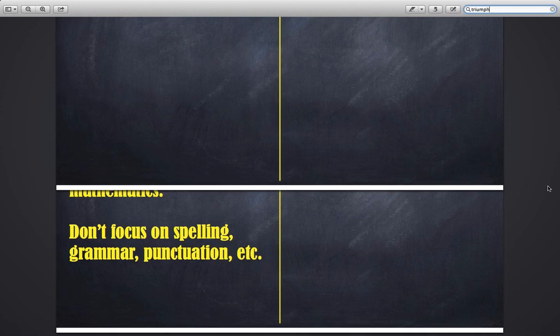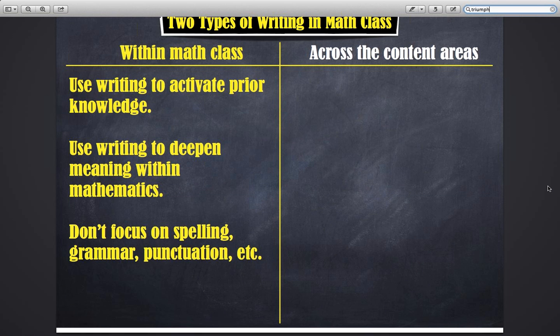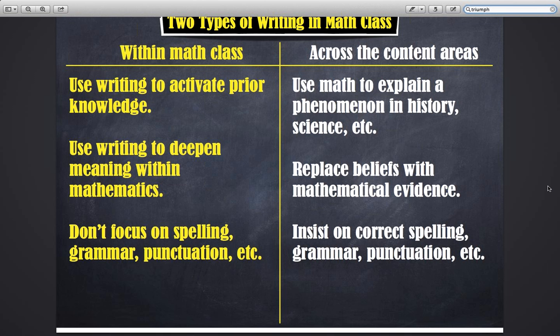So when we think about the 2 different types of writing in math class, really there's 2 kinds, right? There's writing within math class, and that's writing that's used to activate prior knowledge. It's writing that's used to deepen meaning within math. And this is where we really don't focus on spelling or grammar or punctuation. We just have the students write to ask us a question or to activate prior knowledge. And I'll just give you some sentence stems that'll get students doing this. Of course, what we ultimately want to move them to is writing across the content areas, where they're using math to explain a phenomenon in history or science, where they're replacing beliefs with mathematical evidence. So for example, instead of saying a horse is very heavy, what they might say is a horse can weigh between 300 and 600 pounds, right?